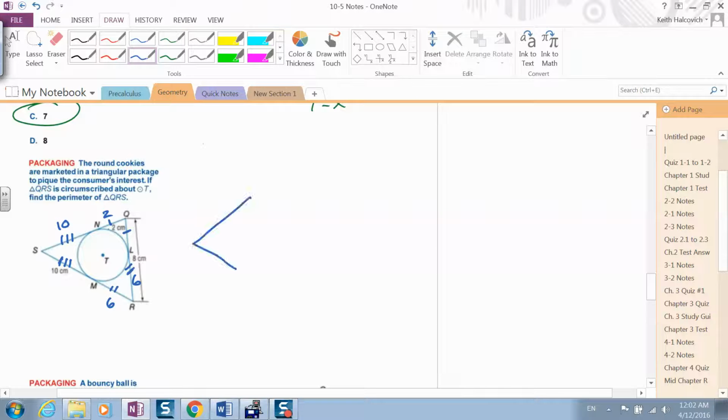So in the triangle here, QSR, you have 8, 12, and 16. So the perimeter is equal to 36 centimeters.